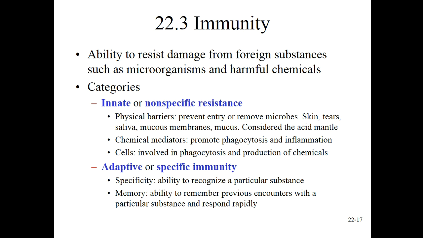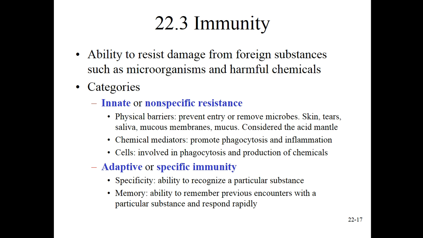Chemical mediators on the skin and as a part of innate immune reactions help to stimulate some of our white blood cells to go to work and trigger a process called inflammation, which causes changes in tissue and fluid and blood vessel flow and attracts a specific part of the immune system. Cells, like neutrophils and macrophages, are involved in this phagocytosis and the production of chemicals.